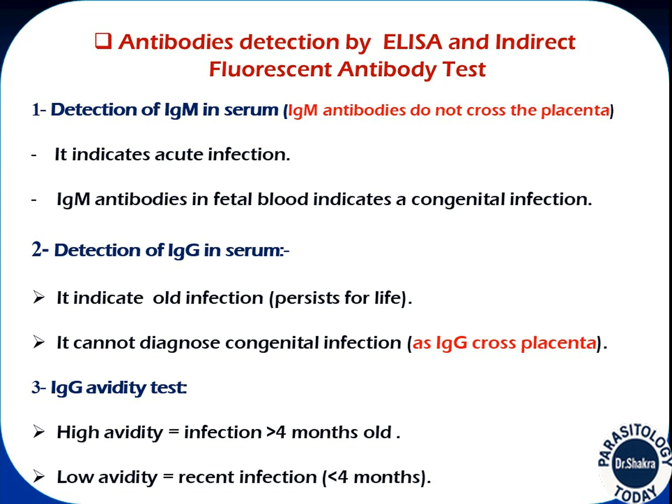IgG antibodies. Appear within 2-3 weeks of infection. Levels rise and then persist for life, indicating past exposure and immunity. IgG avidity test. This test measures the strength of binding between IgG antibodies and the antigen. Low avidity: recent infection. High avidity: infection occurred long ago.